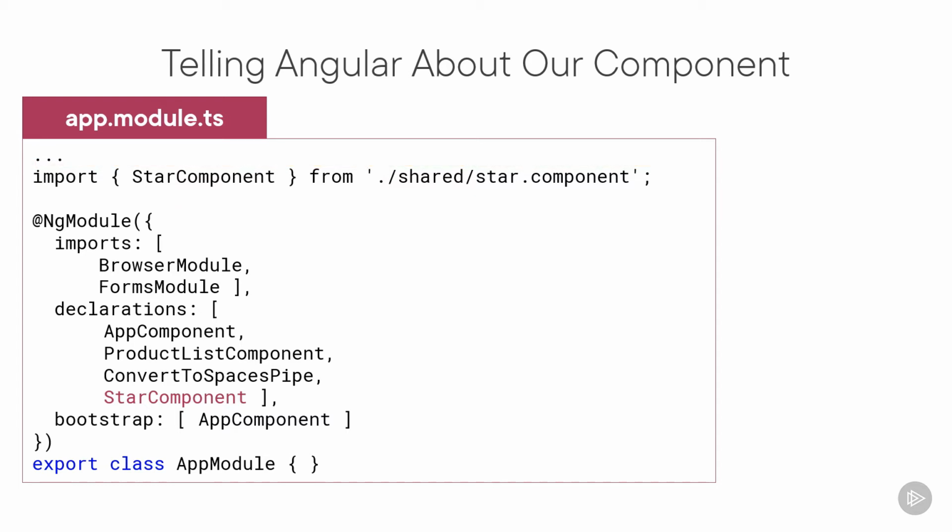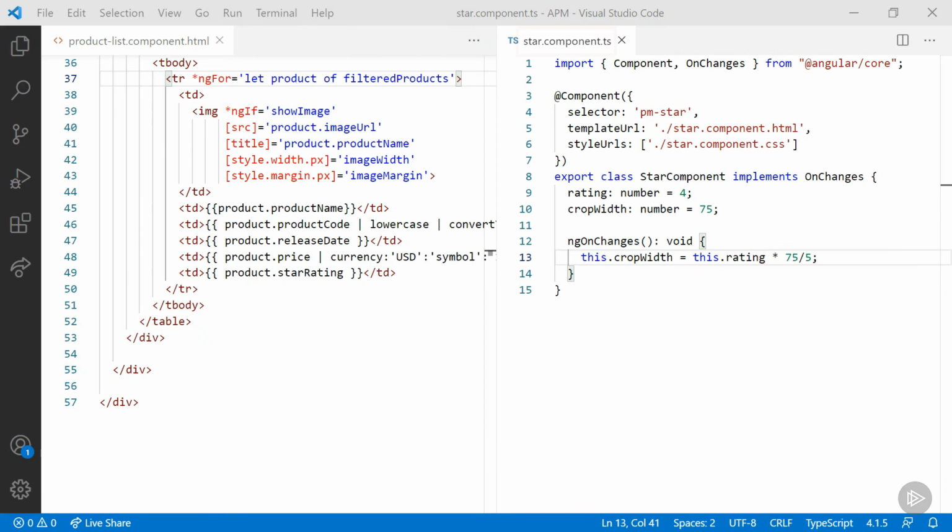Let's jump right back to our demo. Our star component is now shown here on the right. We want to use our star component in the product list template that is here on the left. In the table data element, we want to replace the display of the star rating number with our star component.